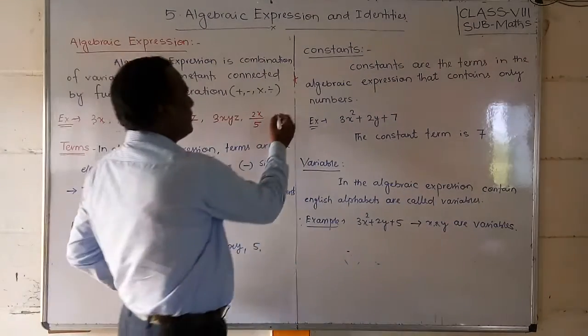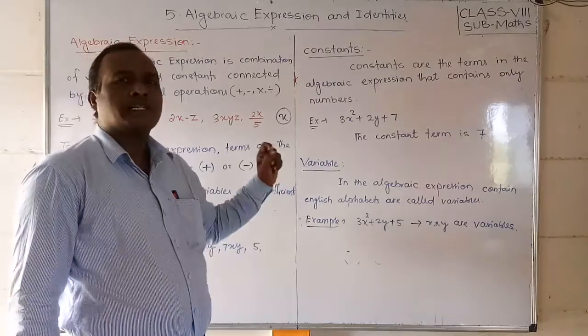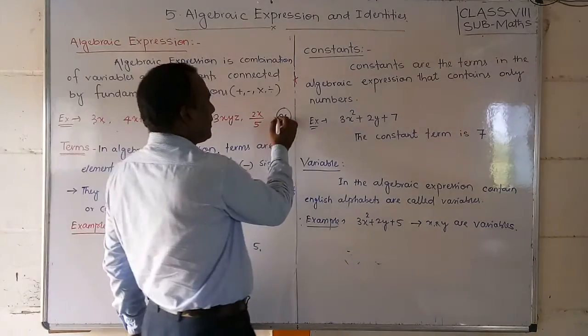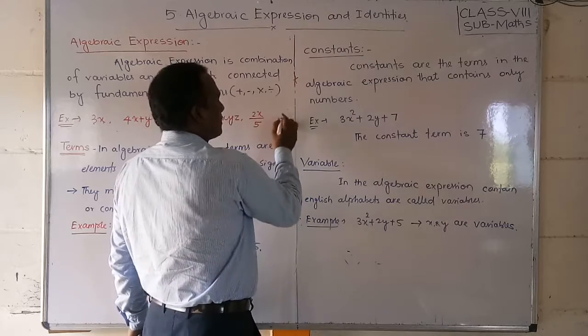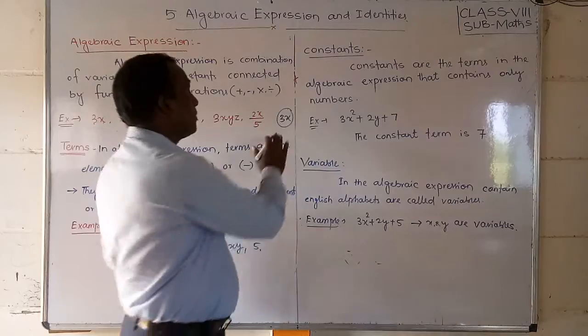What about x alone? This is not an algebraic expression. This is one letter, a variable only. But if you write 3x, it is an algebraic expression because a constant term is there with multiplication.